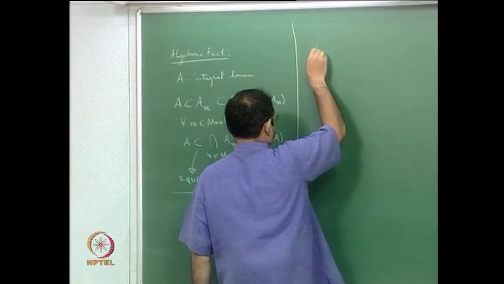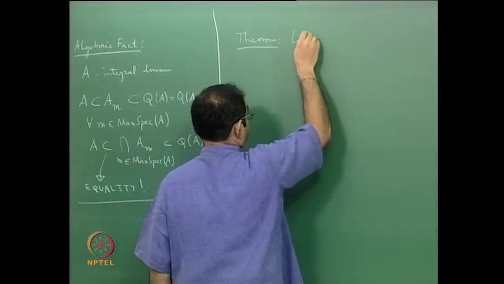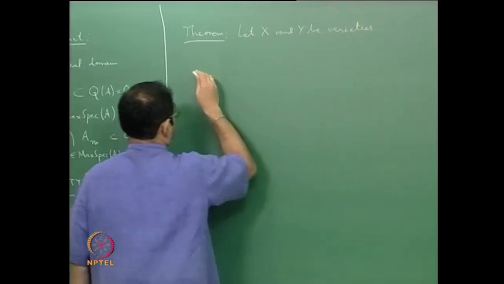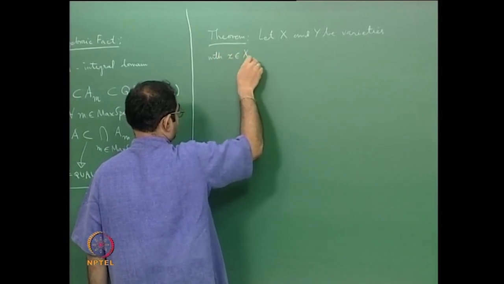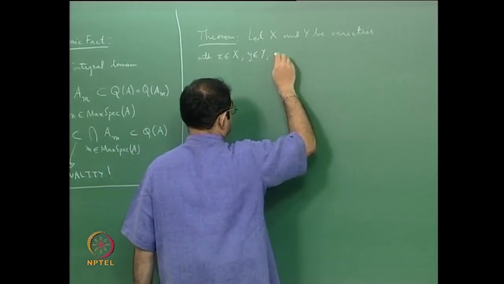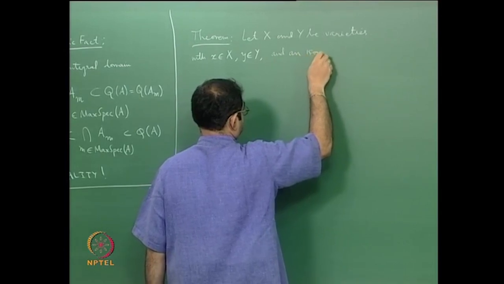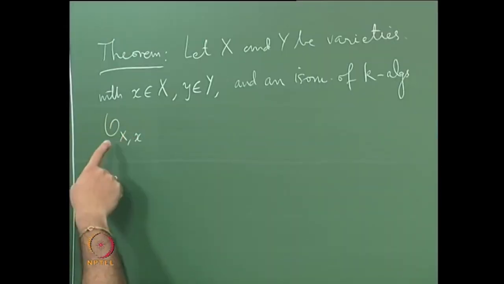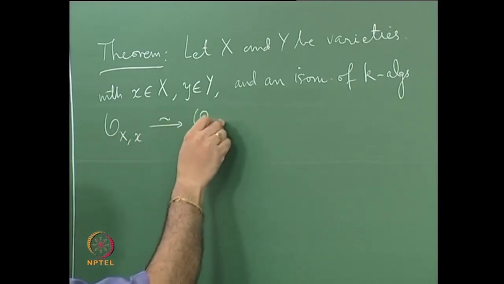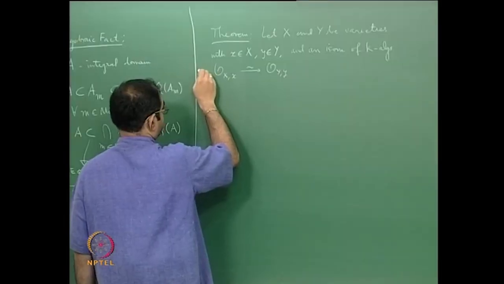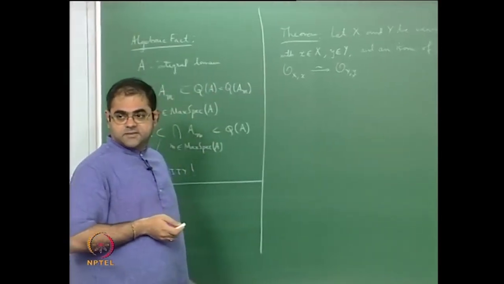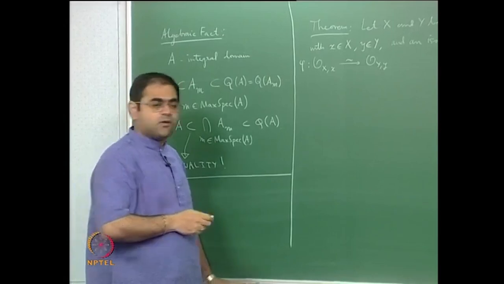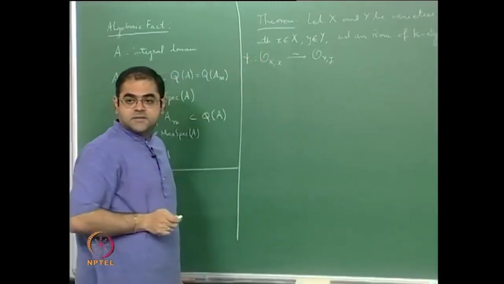So let me write this down. Theorem: let X and Y be varieties, with small x a point of capital X, small y a point of capital Y, and an isomorphism of K algebras from the local ring of capital X at small x to the local ring of capital Y at small y. I don't know what I called it in the last lecture, I called it psi, so let me use the same notation.